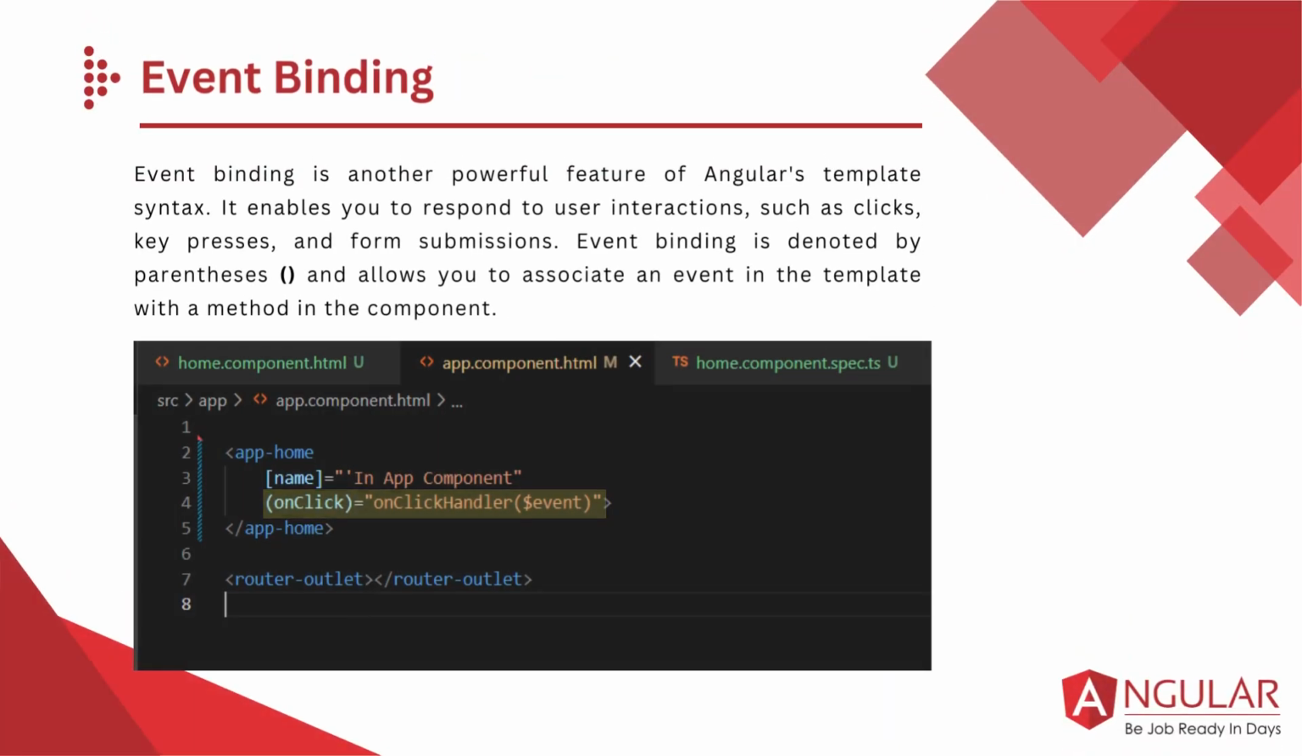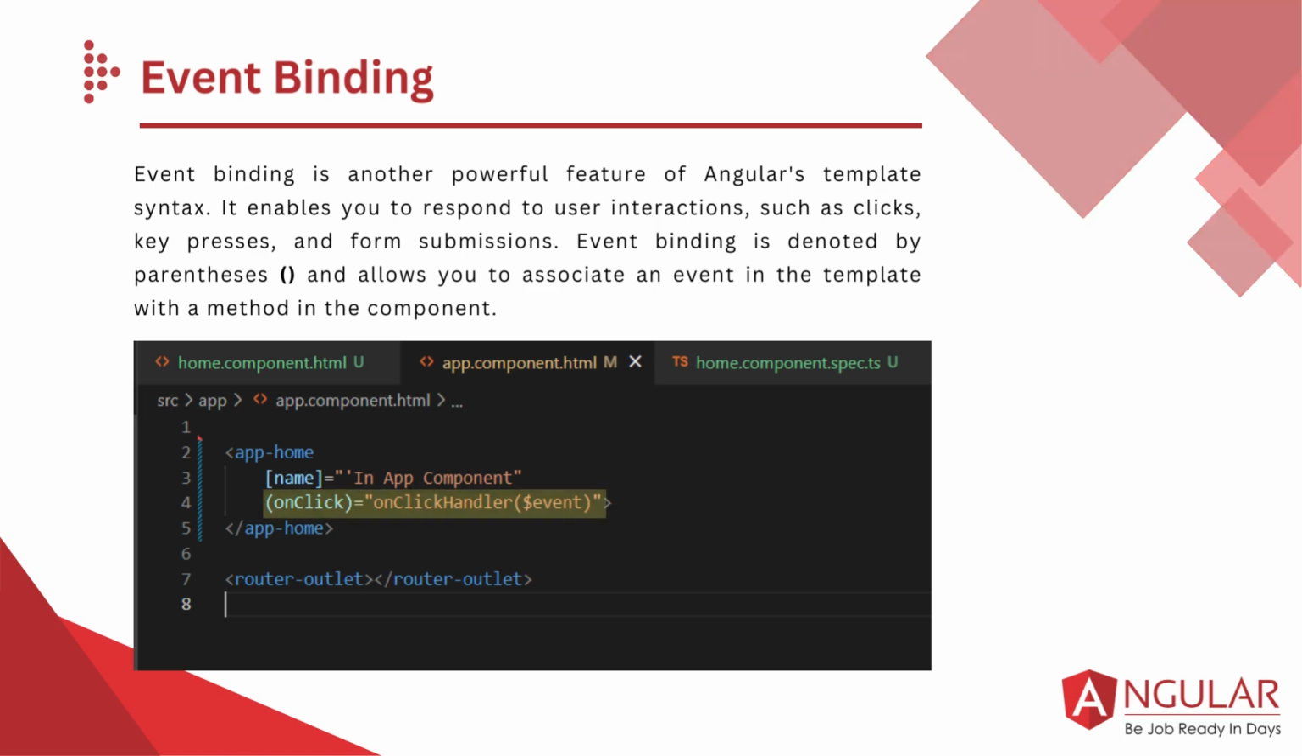3.2. Event binding. Event binding allows you to respond to user interactions by executing methods in your component. It is denoted by parentheses and is used to handle events like button clicks, form submissions, and keystrokes.